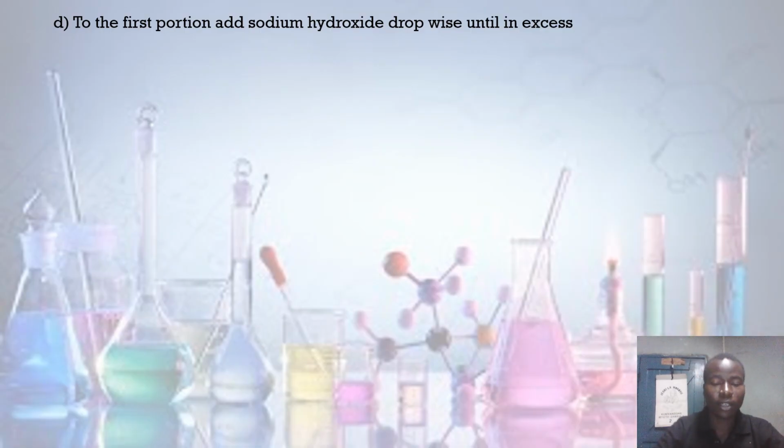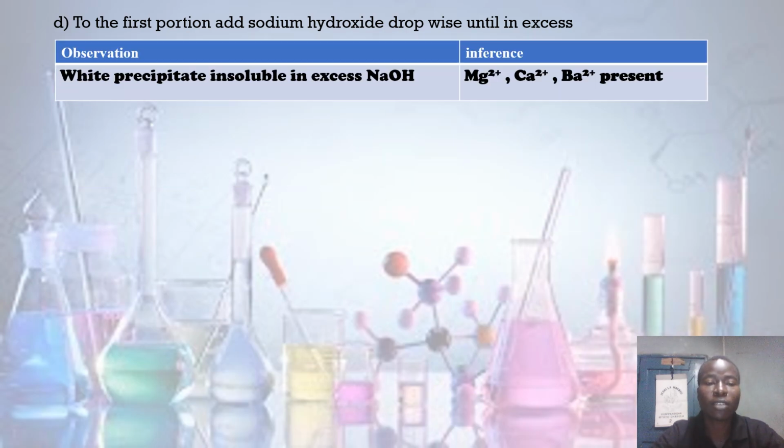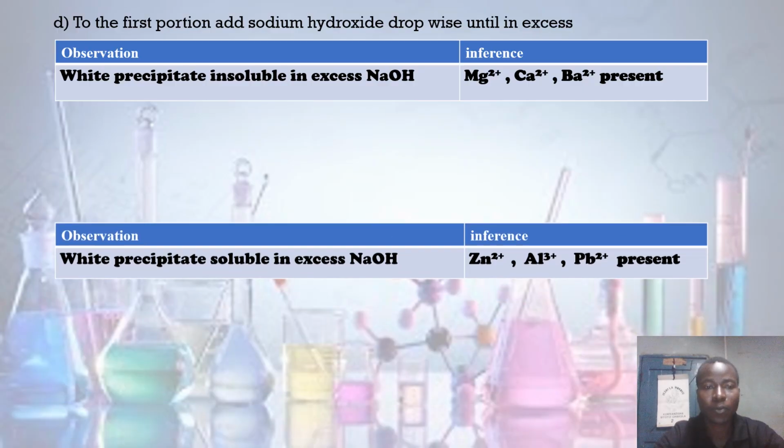Next, we have the use of sodium hydroxide. Usually we talk about adding it dropwise until in excess. You can have it forming a white precipitate which is insoluble in excess. It means magnesium ions, calcium ions, and barium ions are present. That is where the acronym MACABA comes in.